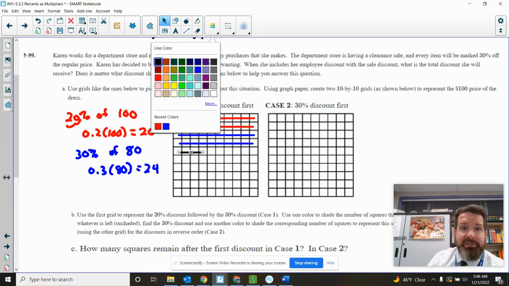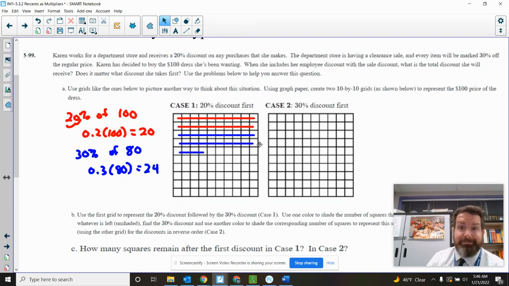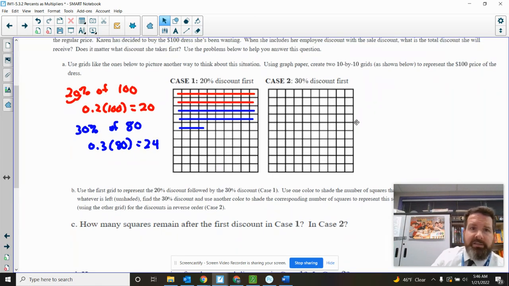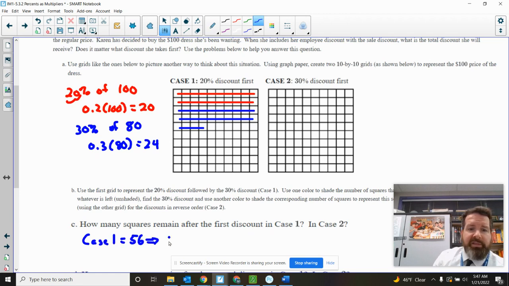And what's left, so the squares that aren't crossed out, that's how much he's got to pay. So we've got 10, 20, 30, 40, 50, 1, 2, 3, 4, 5, 6. Okay. So the overall price was 56. So we actually are answering part of the next question. So in case one, how many squares were left? There were 56, which means the price of the dress after those discounts is $56.